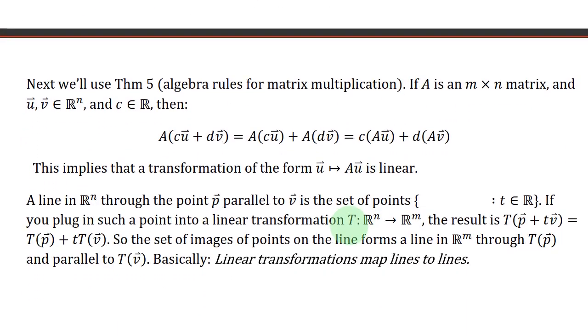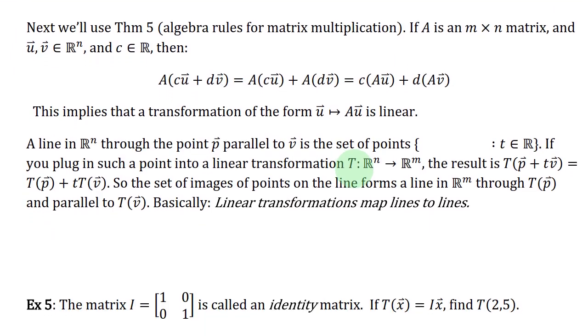Okay, so let's go on to this kind of thing here. We say that if A is an m by n matrix and u and v are vectors in Rn and c and d are in R, I didn't say d is in R here, but you can tell, hopefully, then this is just a fact from chapter 1. I think this is in 1.4, algebra rules for matrix multiplication.